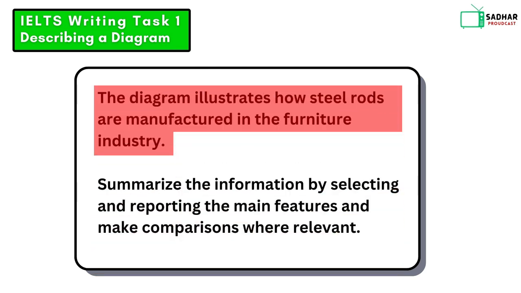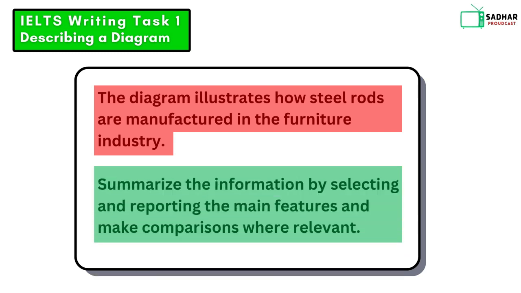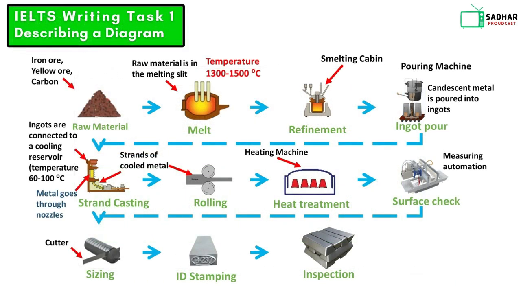This is the question. The diagram illustrates how steel rods are manufactured in the furniture industry. Summarize the information by selecting and reporting the main features and make comparisons where relevant. And this is the diagram.